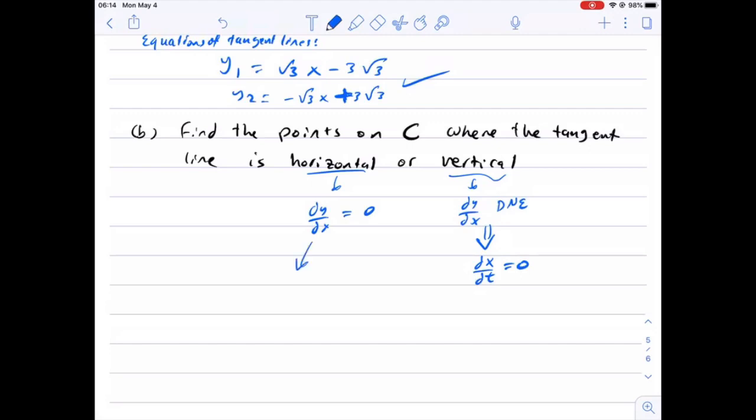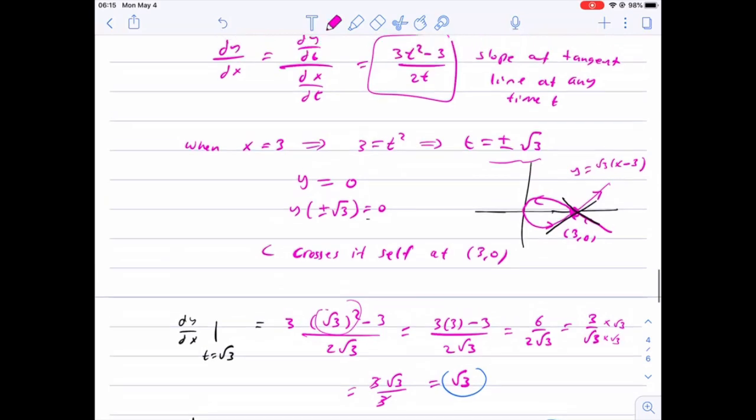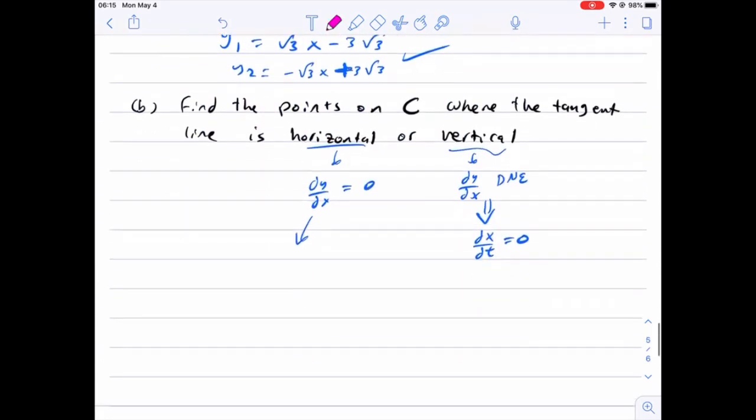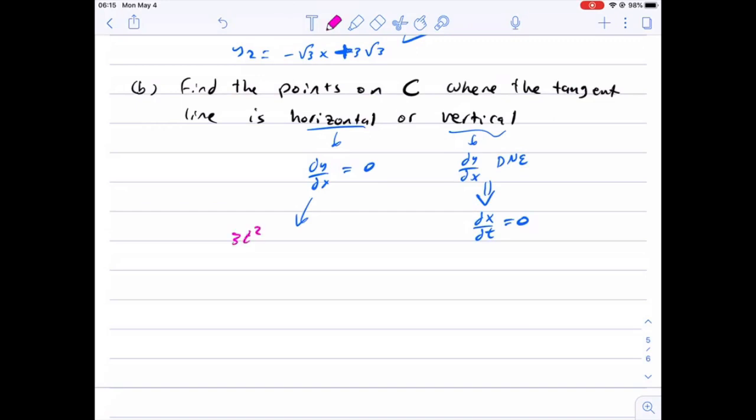Okay, now let's apply the two cases. We have dy over dx equals 0. What is dy over dx? It's 3t squared minus 3 over 2t. This is equal to 0 only if the numerator is equal to 0. Then solving for t, we get t squared equals 1, and that means t is plus or minus 1.